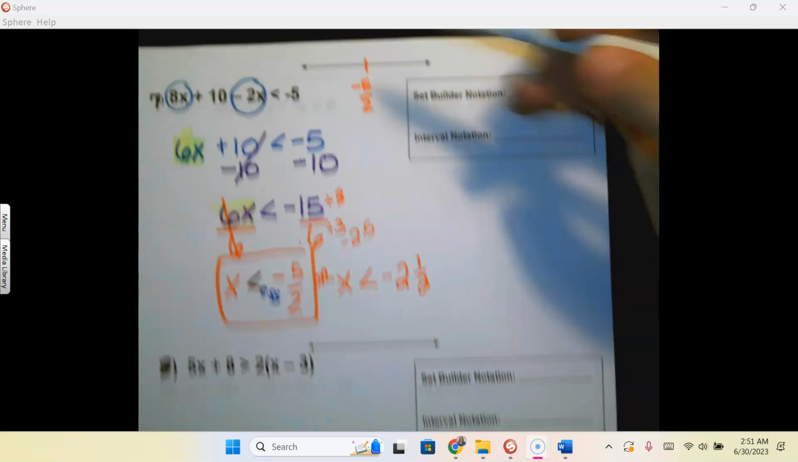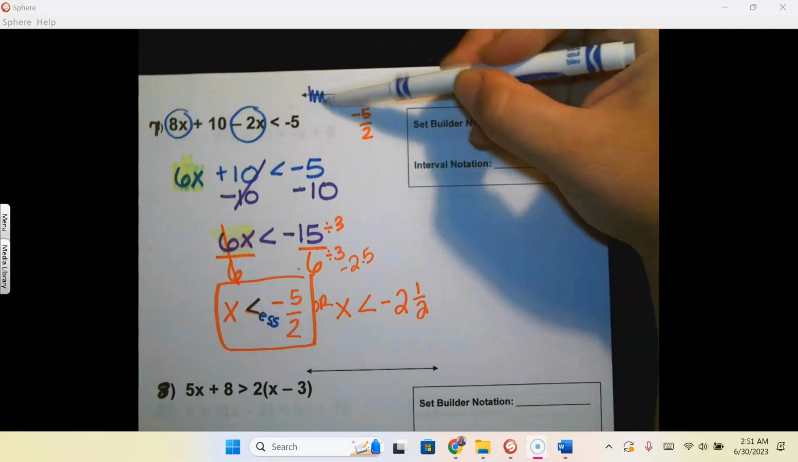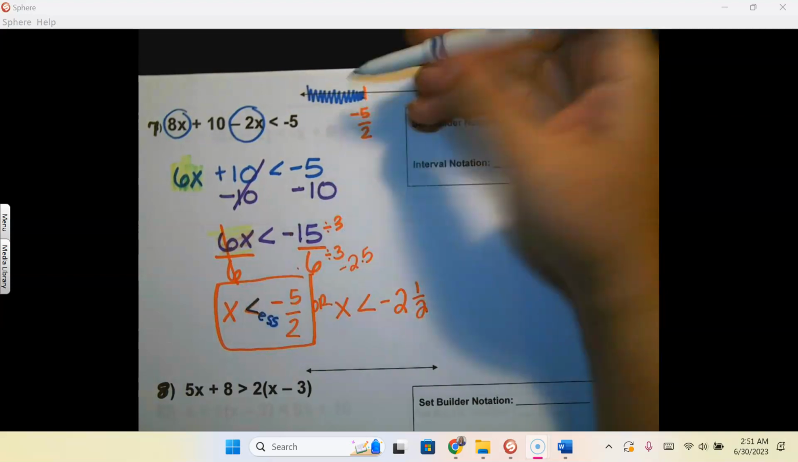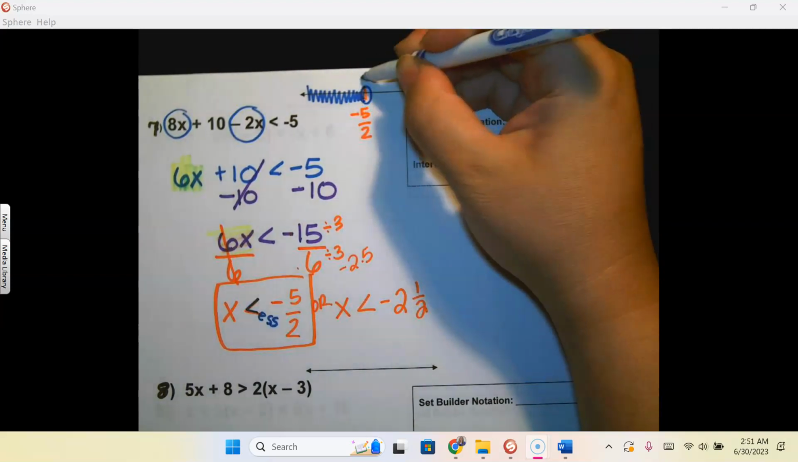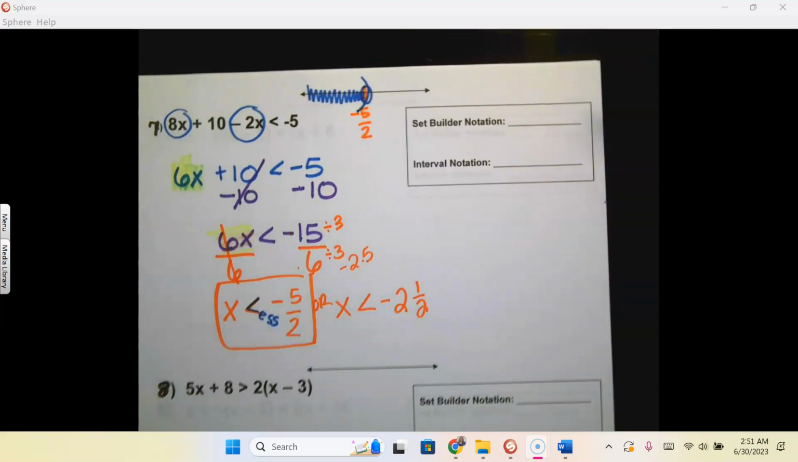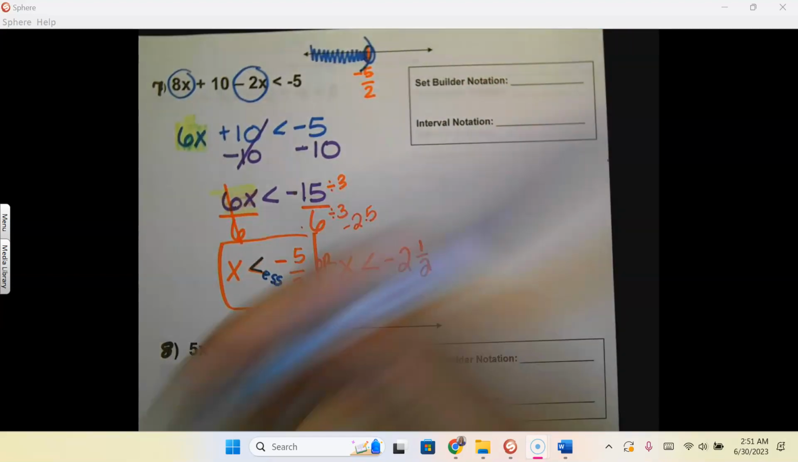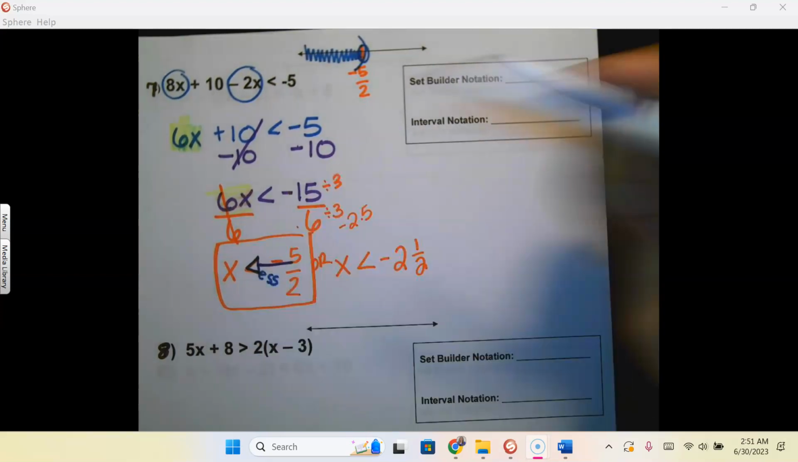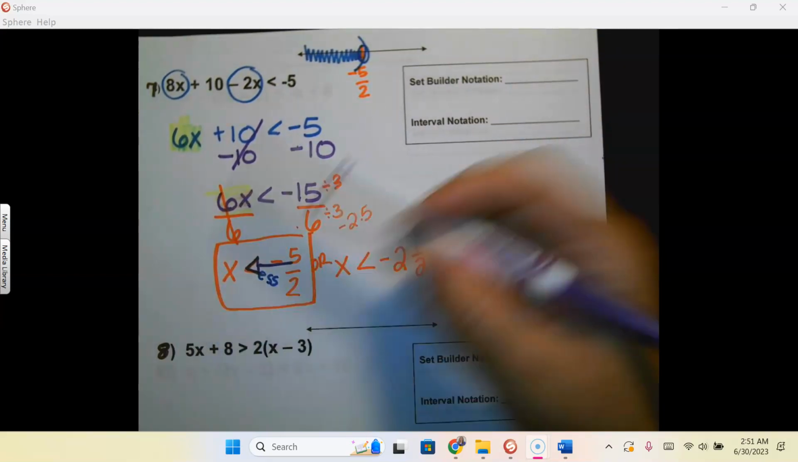So the numbers that are less are over here on the left. Okay, then we know, because it doesn't have the line underneath, that we need an open circle or a parenthesis. Now the other way to know how to shade is we can think of this as an arrow, and it's telling us go to the left.